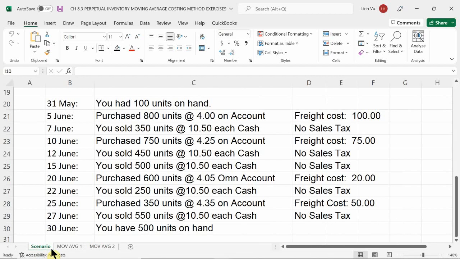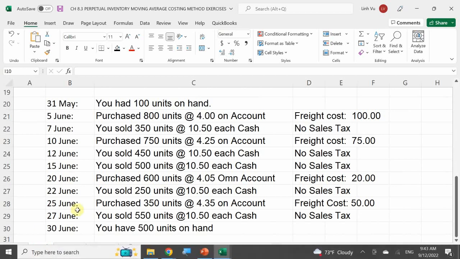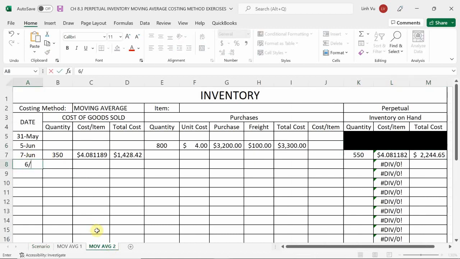We end up purchasing on June 10, 750 units at $4.25 with a freight of $75. So in this case, the purchase price is $3,187.50, plus 75 is $3,262.50. Good. So let's add our numbers up together.